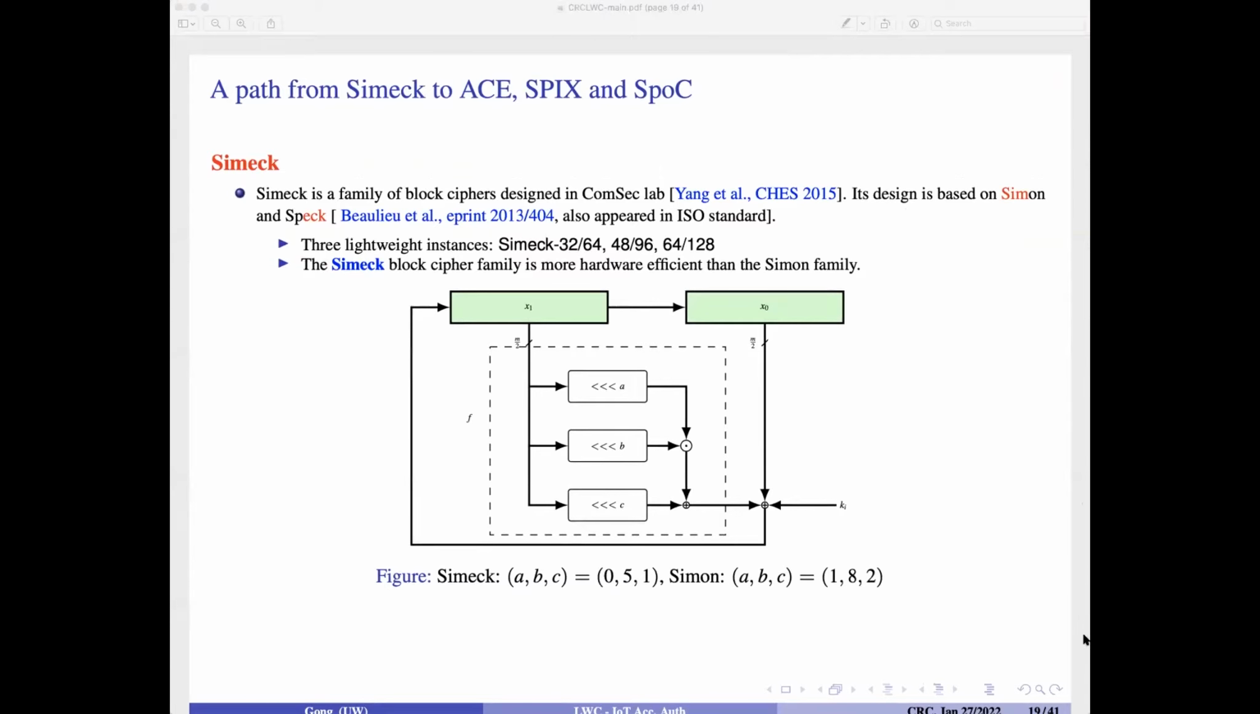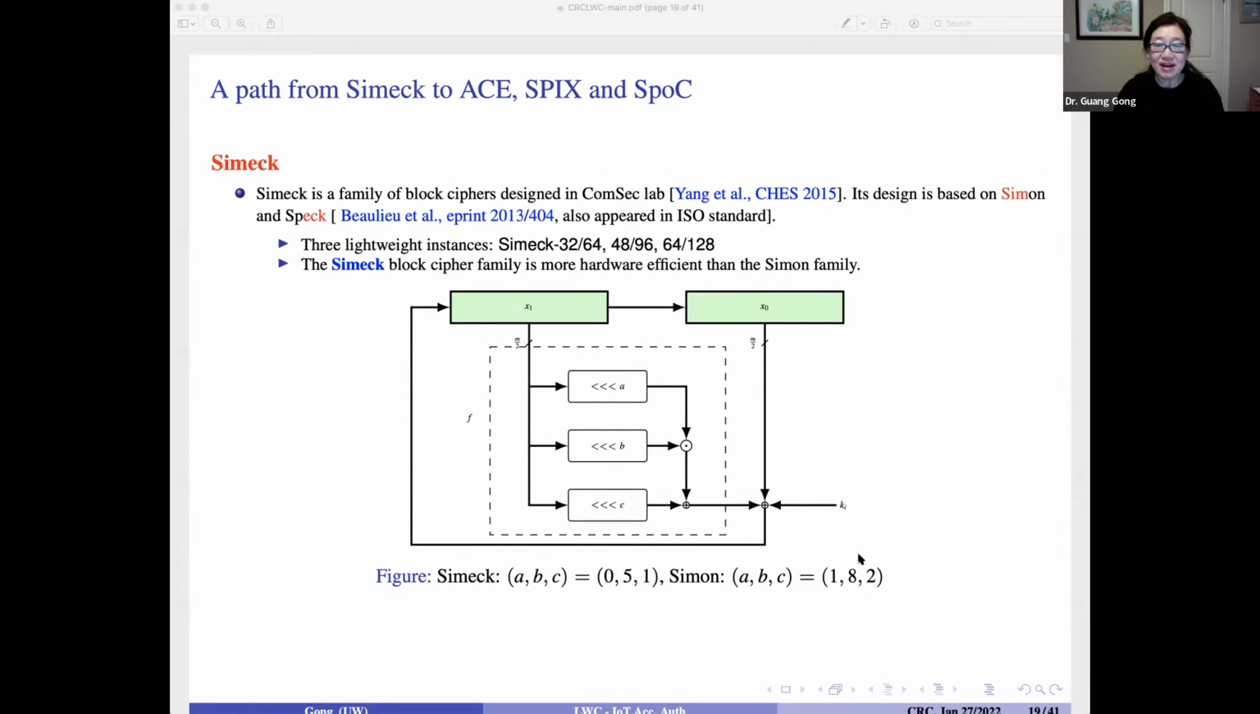No worries. Okay, so that's the design of Simon and SpoC. You look at this shift number; Simon and SpoC have this shift.